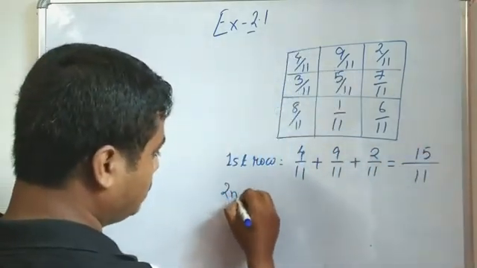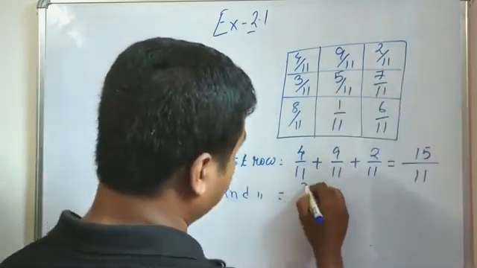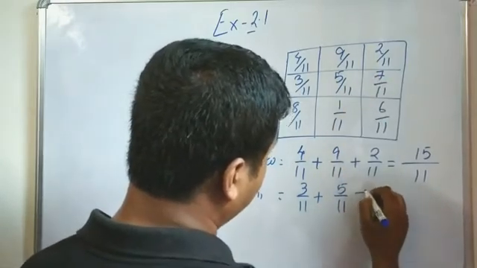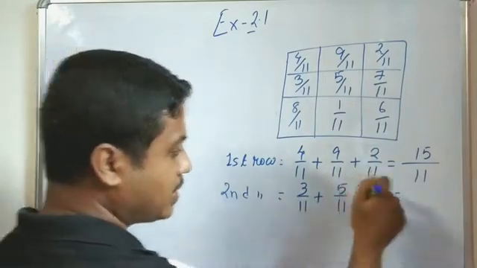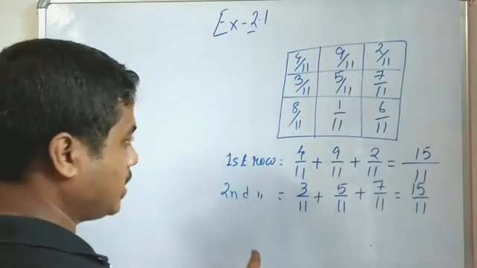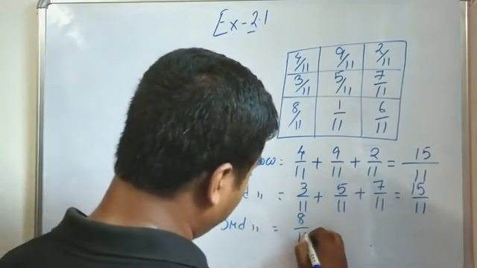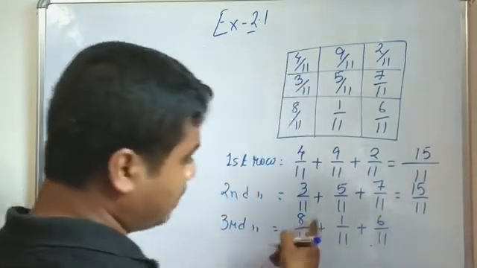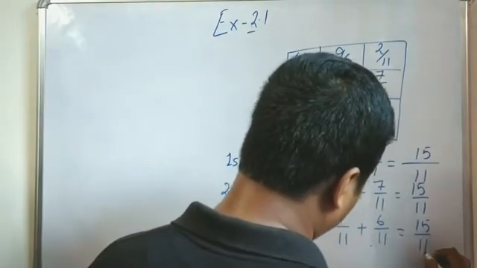Goes to the second row: 3 by 11 plus 5 by 11 plus 7 by 11. So 3 plus 5 is 8, 8 plus 7 is 15. Again it will be 15 by 11. Till now it is correct. We go to the third row: 8 by 11 plus 1 by 11 plus 6 by 11. So 8 plus 1 is 9, 9 plus 6 is 15. So it is 15 by 11.